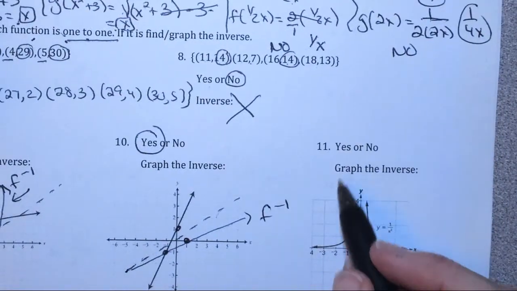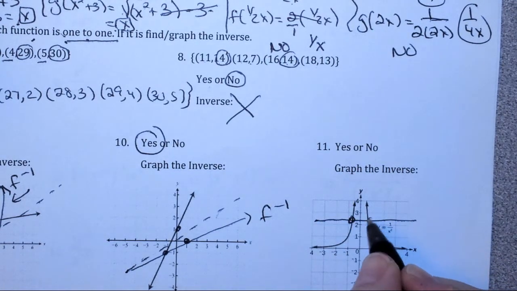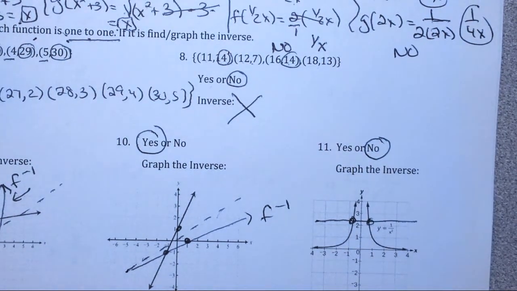On number 11, it passes the vertical line test, but it does not pass the horizontal line test. See how it touches twice? So this is not 1 to 1, so I don't need to graph an inverse.